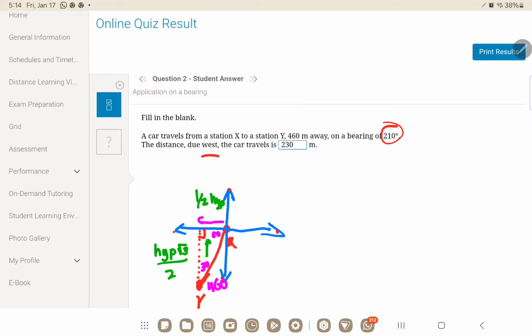Now, they're asking us for the side opposite to 30, the distance west. So it's half the hypotenuse, and the hypotenuse is the one opposite to the right angle. So half of 460 would be 230. And that is your answer. Now, let's move on to our next question.